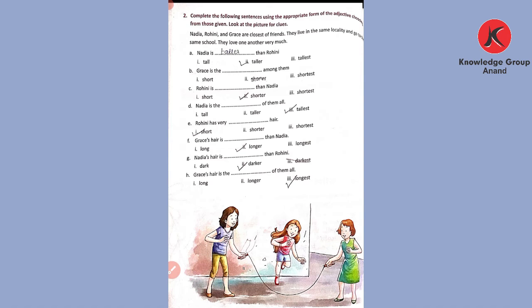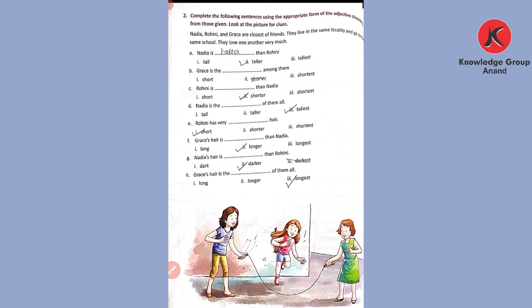So how is Nadia? Nadia is taller than Rohini. The options are given here, we have to choose. Nadia is taller than Rohini. Second, Grace is the shortest among them. Rohini is shorter than Nadia, comparing between Rohini and Nadia. Nadia is the tallest of them all. So Nadia is very tall among all three girls, in the superlative degree.